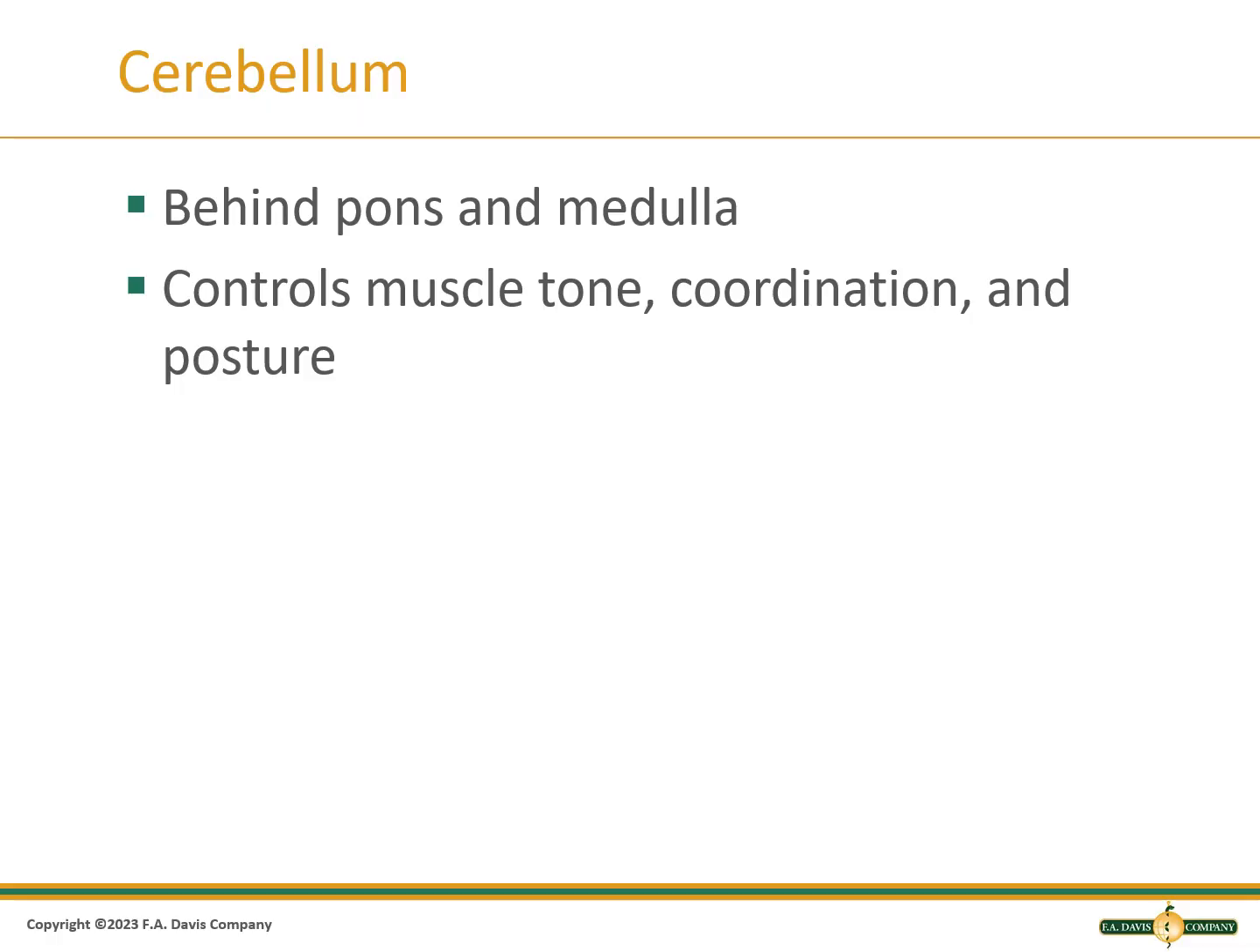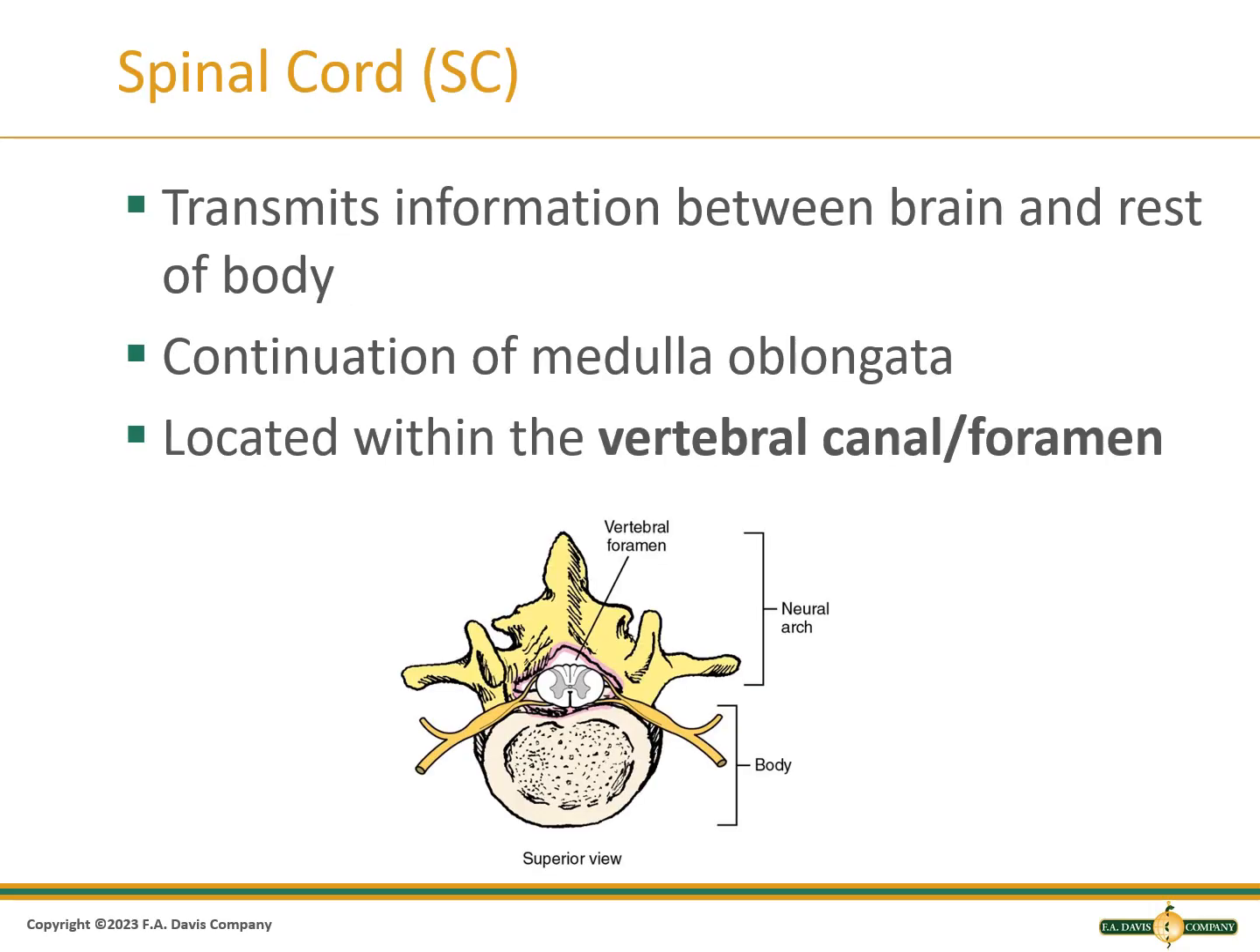The cerebellum is the mini brain that sits behind the pons and the medulla, and it controls muscle tone, coordination, and posture. The cerebellum should be really closely correlated in your brain with coordination. When you hear the cerebellum's impacted, think coordination is impacted.